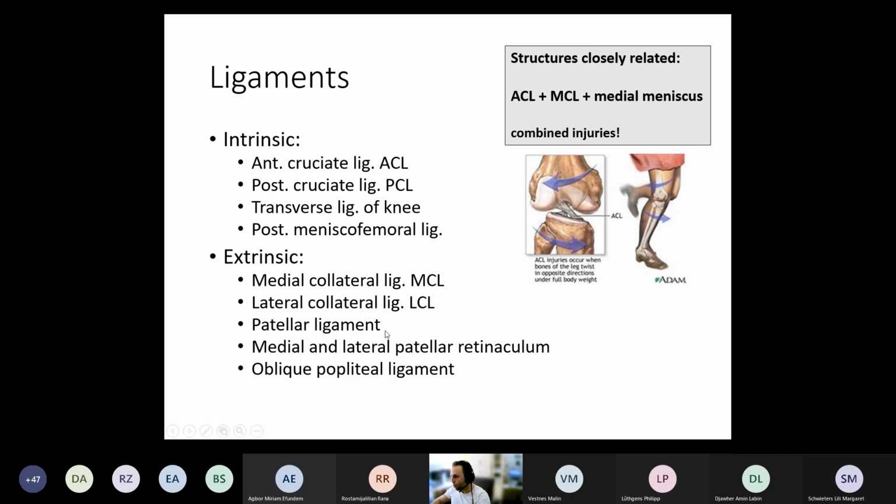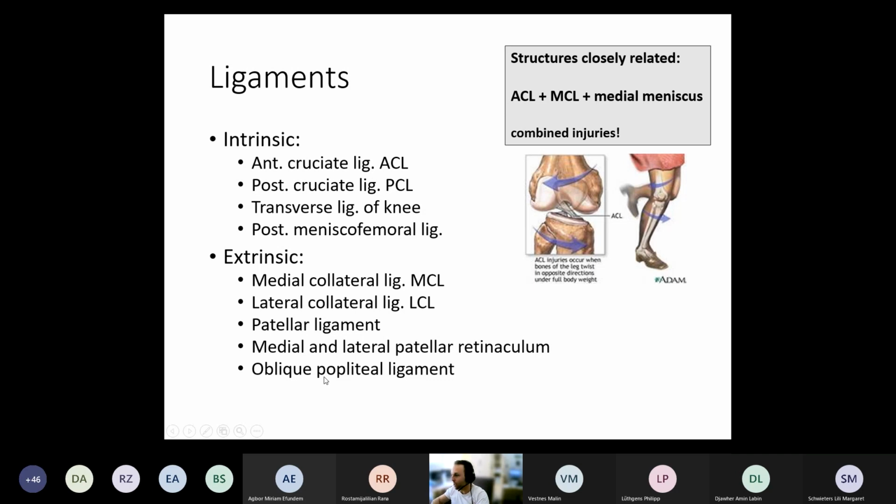So the structures of all those listed which are most closely related are the ACL, the anterior cruciate ligament, the medial collateral ligament, and the medial meniscus. And usually they are not just connected by their anatomy, but also injured together. Most importantly, the injury is caused if you have a rotation, a torsion, a twisting of the femur, so of the thigh, and the leg in opposite directions.